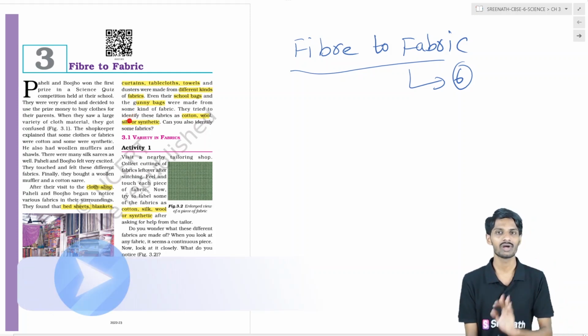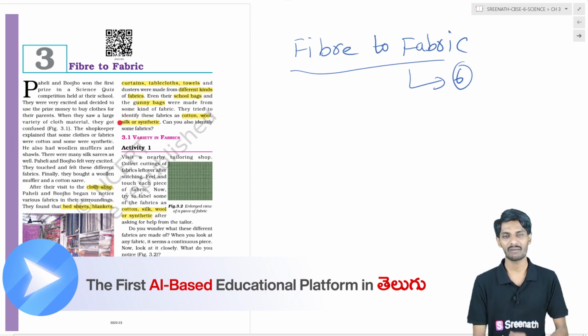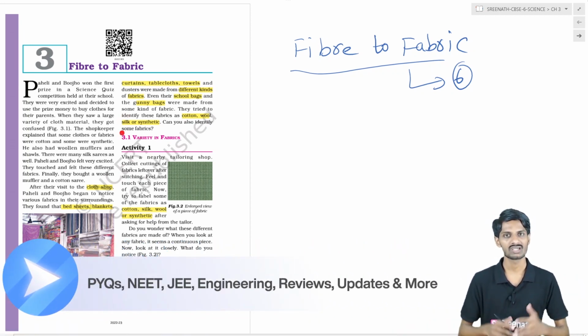After listening to this chapter, you will know what the types of fabrics are, or what the fibers are which are used for making fabrics. So, without wasting time, we are going to an overview session. After that, we will discuss each topic in detail.